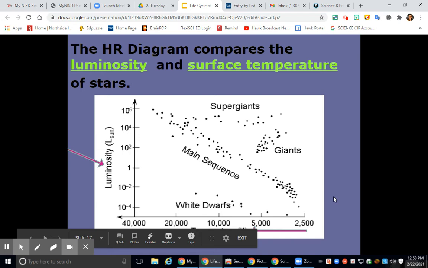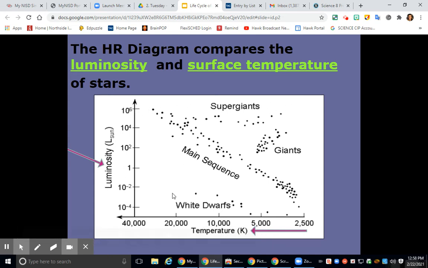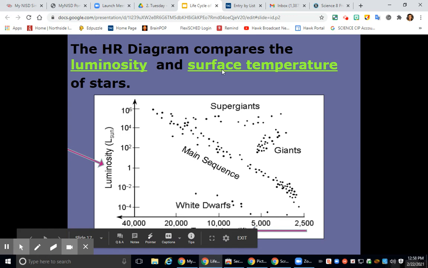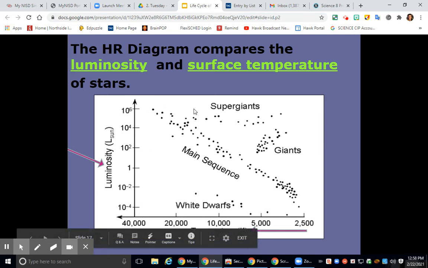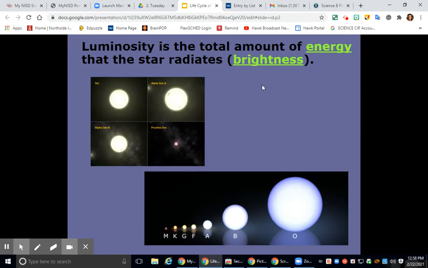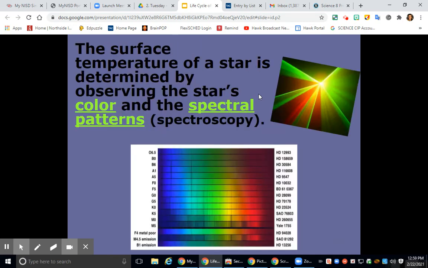The HR diagram is a tool to show the relationships and differences among stars. The HR diagram compares luminosity, the brightness. Again, it increases from bottom to top, so your very bright stars are up top and your dim stars are below. And surface temperature. So you can see stars located over here are going to be very hot and very bright. Luminosity is the total amount of energy that the star radiates, its brightness. The surface temperature of a star is determined by observing the star's color and the spectral patterns, spectroscopy.